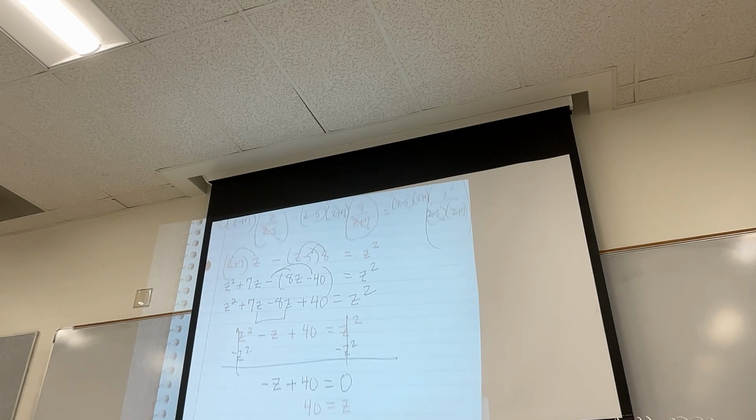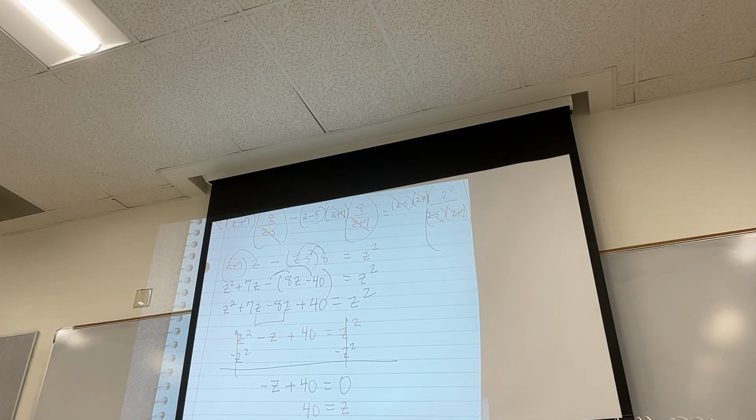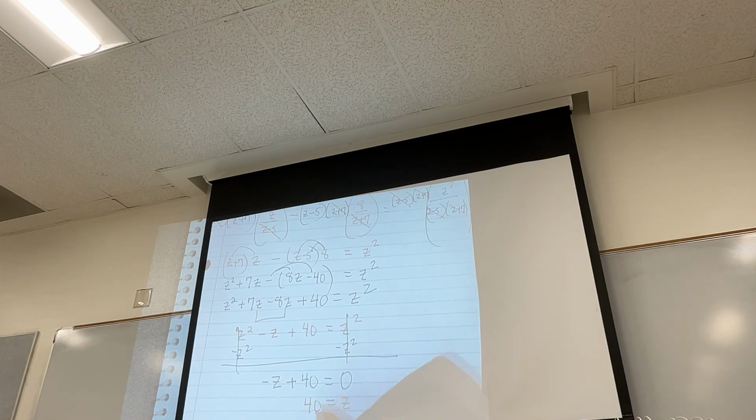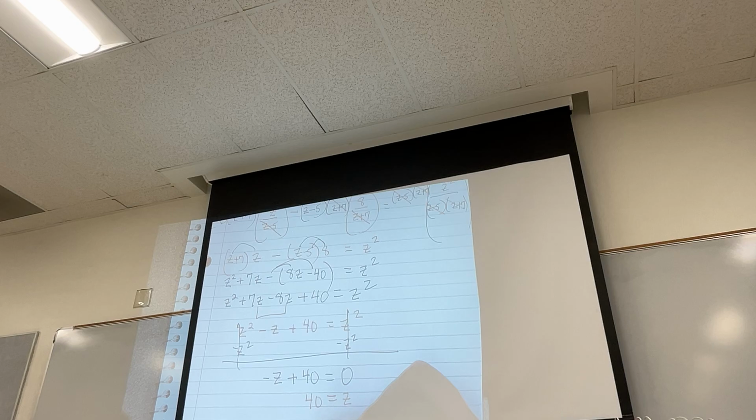Anytime you have fractions, you have got to check in your head, does it work, before you say I'm done. But I'm done because 40 doesn't give me a 0. So my solution for number 12 is 40.